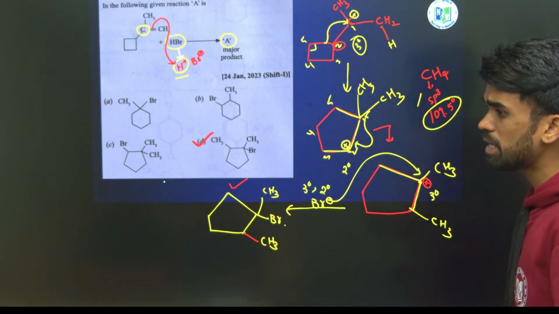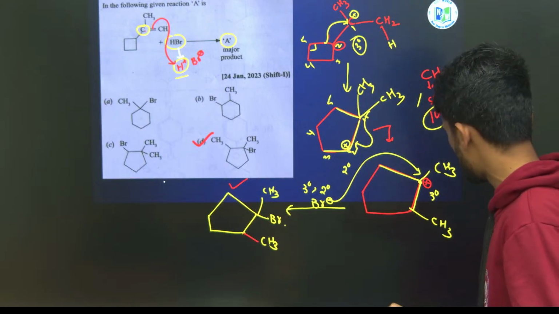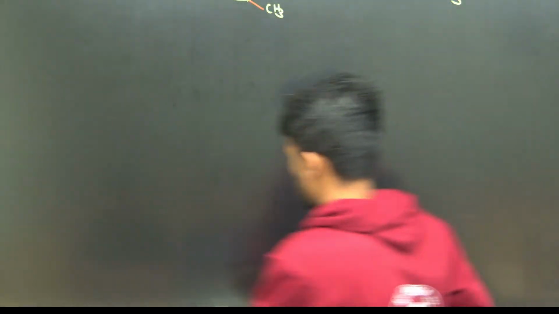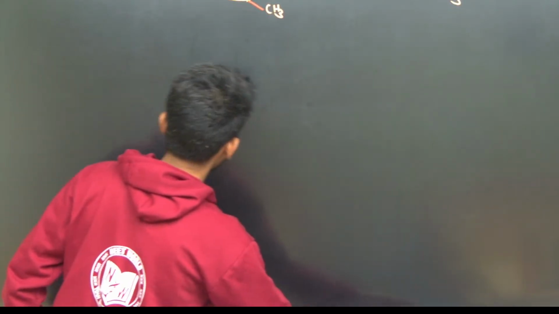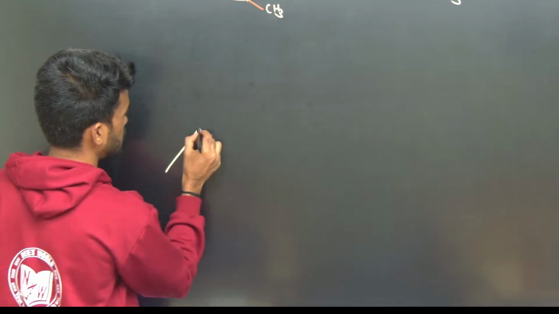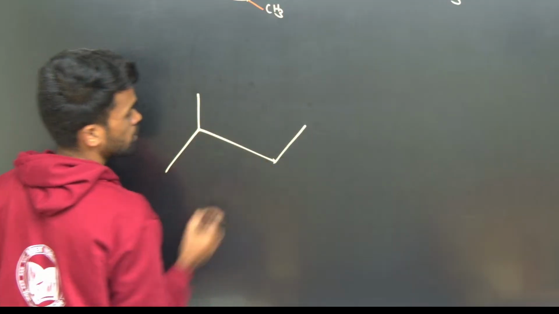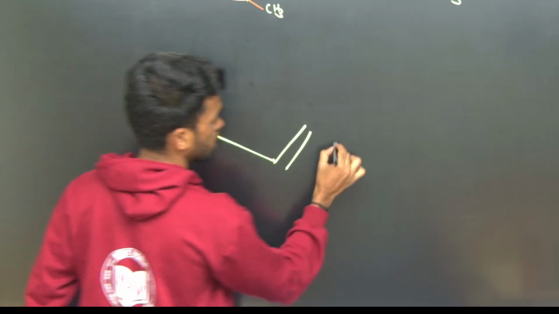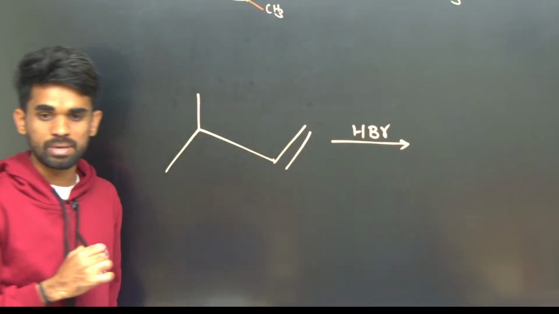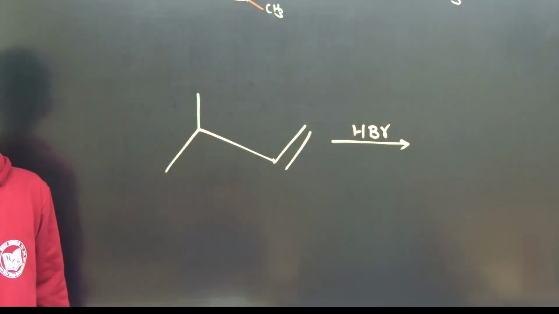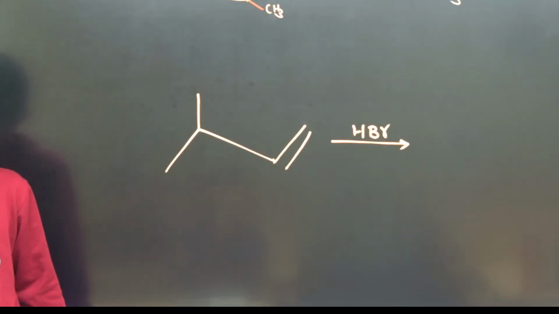Now I will give you one more simple question. The same ring expansion rearrangement reaction will be involved in this. So try to do this. Just take it like this. I have a double bond here, and I am asking you to add HBr. So where do we need to add HBr? Tell me. Where do we require to add HBr?